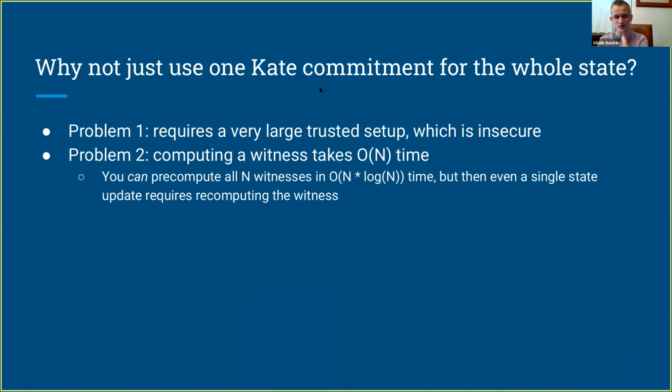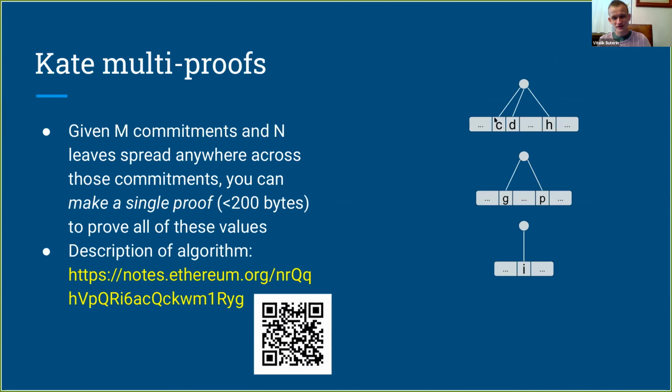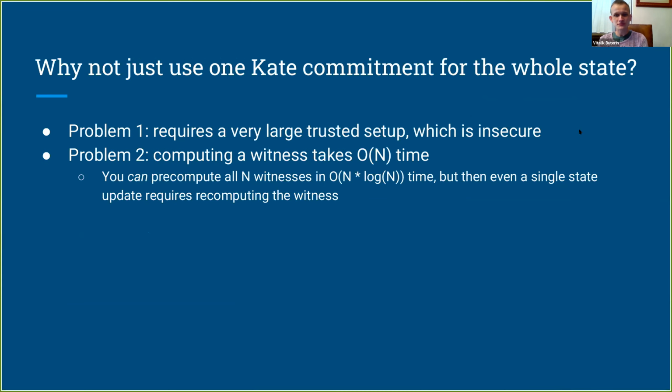But if the trusted setup goes up to a size of the entire state, so a size of 8 billion, then good luck getting more than 10 or 20 people to be part of it. So basically, trusted setups are not binary, they're qualitative, and the problem is much less bad in the n equals 256 case than it is in the n equals 8 billion case. Problem 2 is that computing a witness takes O of n time, right? So computing one of these multi-proofs or even a single proof takes an amount of time proportional to the size of this whole thing. Now, it turns out there is a protocol where you can compute all n witnesses in O of n log n time.